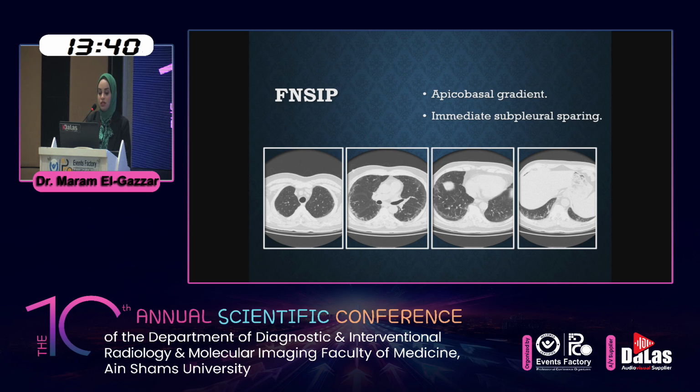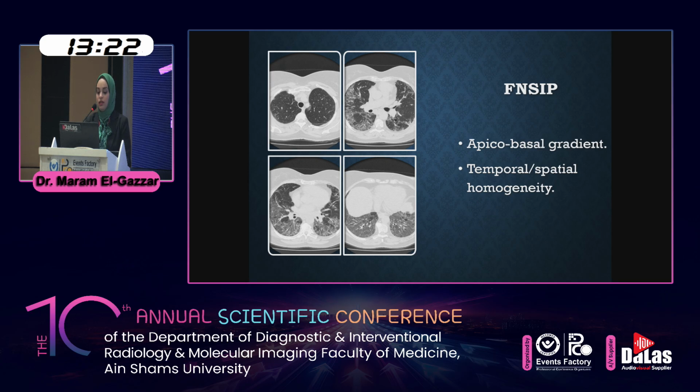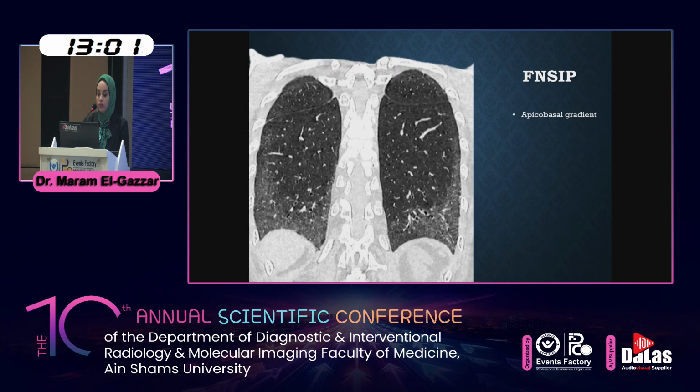So, in this case, as we descend, there is an apicobasal gradient, which means as we descend down, the pattern becomes more obvious in the basal lung bilaterally. There is also immediate subpleural sparing, which is characteristic for NSIP. This case describes the term temporal homogeneity: on the same axial cut, I see a diffuse pattern of GGO, not just patches of normal lung and alternating GGO. So when there is diffuse GGO in the same axial cut, it is characteristic for fibrosing NSIP. The apicobasal gradient is best visualized on coronal formatted images, as we see here.